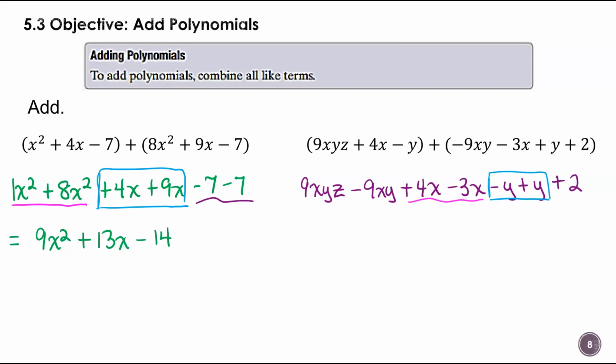All right, so here we go. We've got 9xyz, which we keep, -9xy, 4x minus 3x will be a 1x, -1 plus 1 is 0. 0y is just 0. You leave it out, right? It doesn't go in this answer because we eliminated that by adding a -1 to a +1. And then we're finished. That's it.